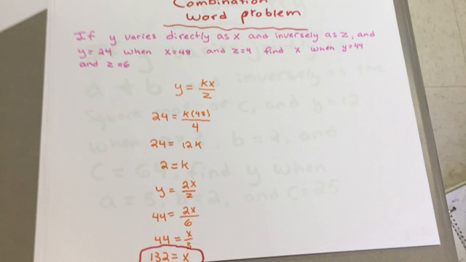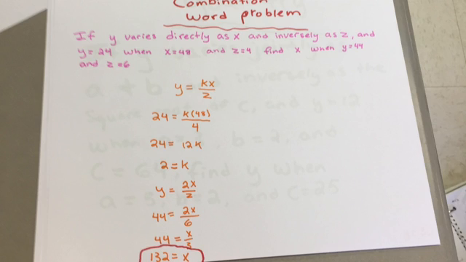All right, so for the combination word problem, what it is: if y varies directly as x and inversely as z, and y equals 24 when x equals 48 and z equals 4, you want to find x when y equals 44 and z equals 6. So you're going to use the formula y equals kx over z, and so you just plug in what you have. y equals 24. Then you have k multiplied by x, which is 48 over z, and z is 4. And so then you have 24 equals 12k.